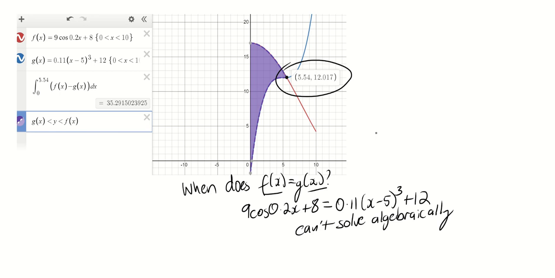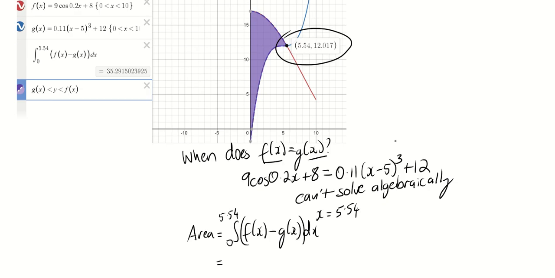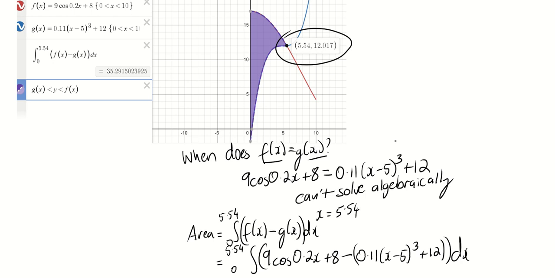But if you could solve that and you could get your x equals 5.54, then you should be able to do the integration by hand. So you should be able to subtract f of x minus g of x between those bounds, and ultimately you could do this integral. You just have to expand that cubic before you integrate.